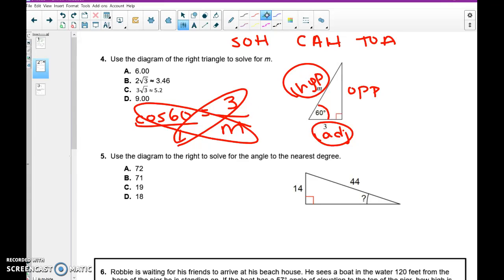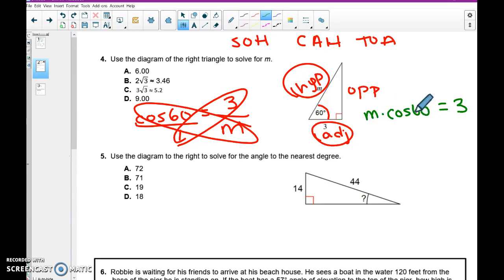Okay, let's get our green in there. So m times cosine 60 is going to stay like that. 3 times 1 goes on the other side of the equal sign. Notice there's no more fraction. That's what cross multiplying does. My goal is to get m by itself.